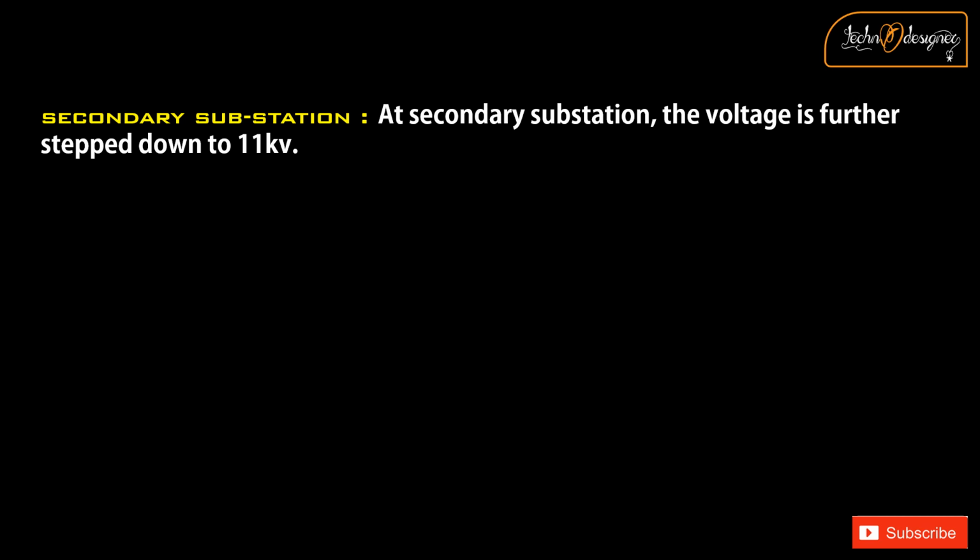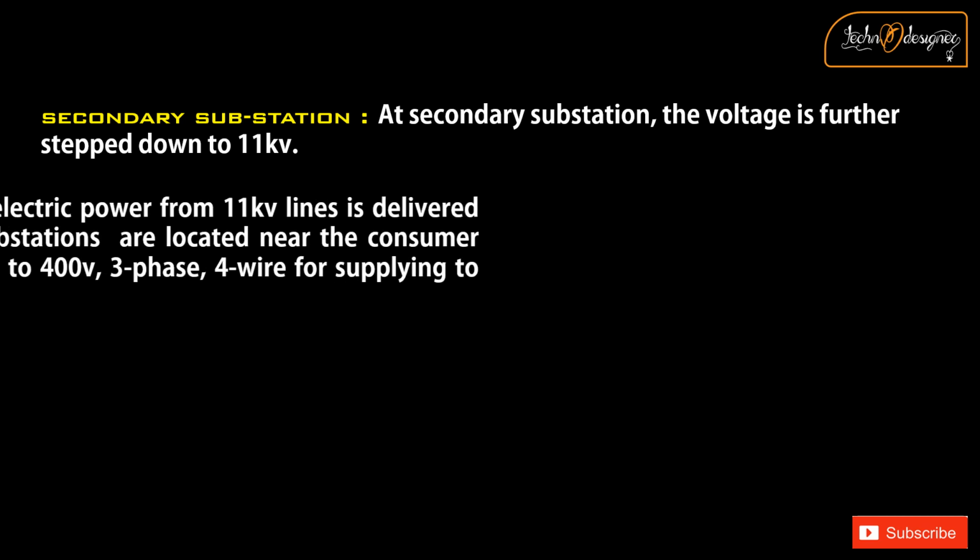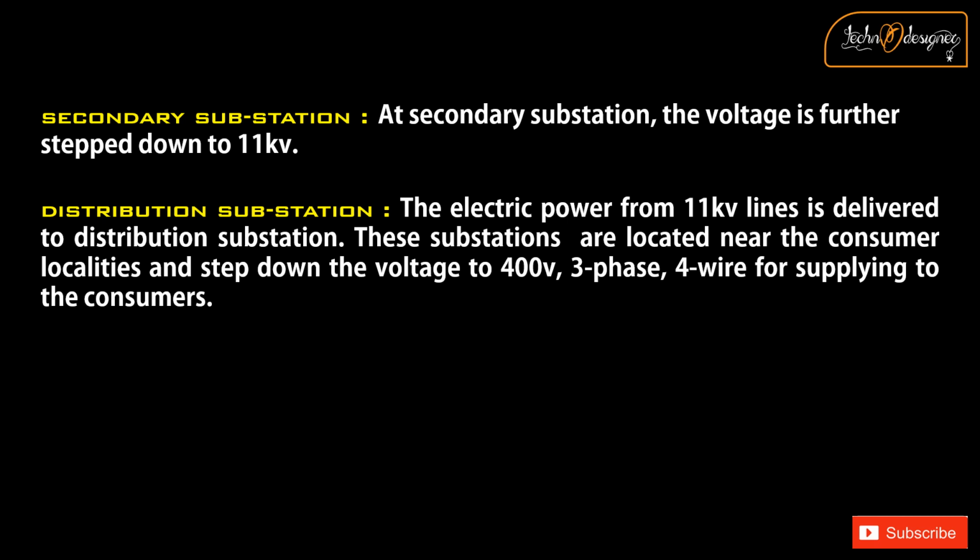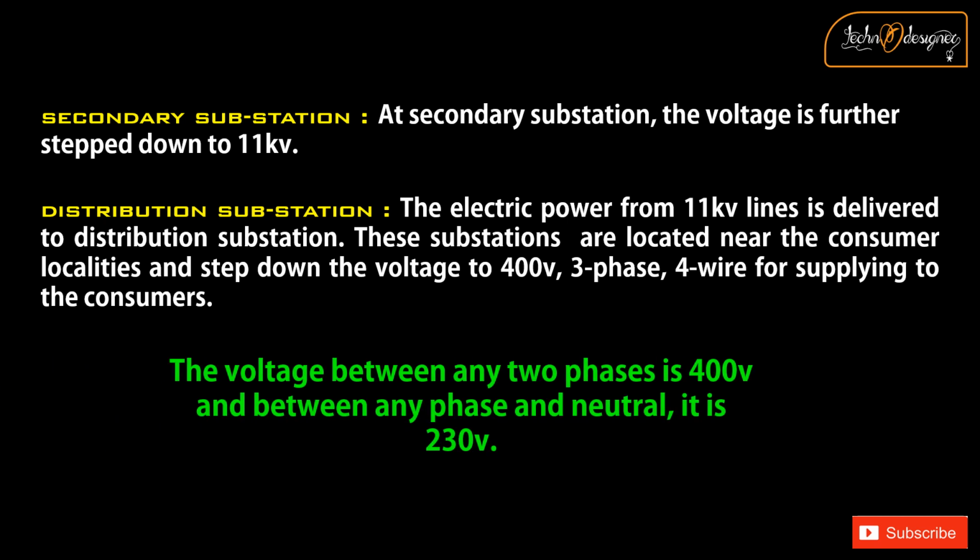Secondary substation. At the secondary substation, the voltage is further stepped down to 11 kV. Distribution substation. The electric power from 11 kV lines is delivered to the distribution substation. These substations are located near the consumer localities and step down the voltage to 400 V, three-phase, four-wire for supplying to the consumers. The voltage between any two phases is 400 V, and between any phase and neutral, it is 230 V.